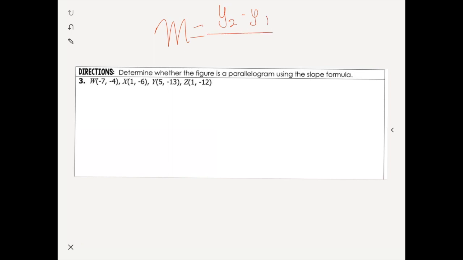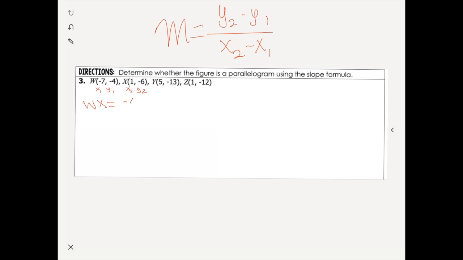Let's look at example 3. This third one asks us to determine whether the figure is a parallelogram using the slope formula. If you don't remember, the slope formula is m equals y sub 2 minus y sub 1 all over x sub 2 minus x sub 1. We need to check all four sides. So I'm going to label x1, y1, x2, y2, and use my slope formula to find the slope of WX.